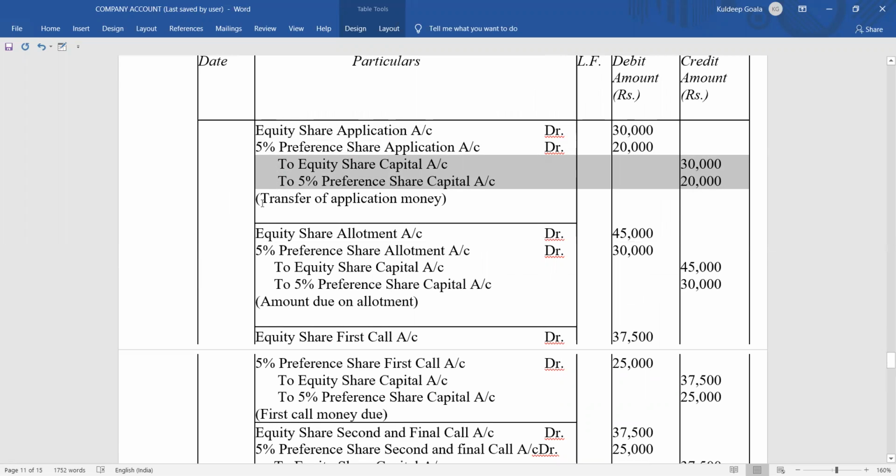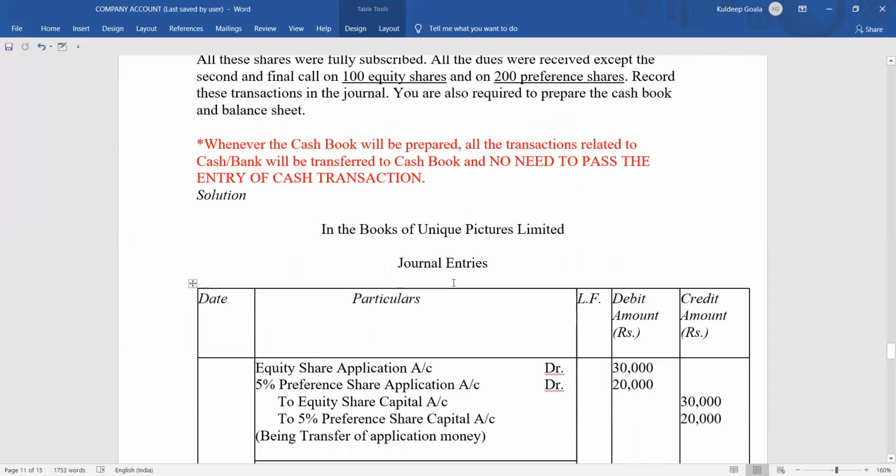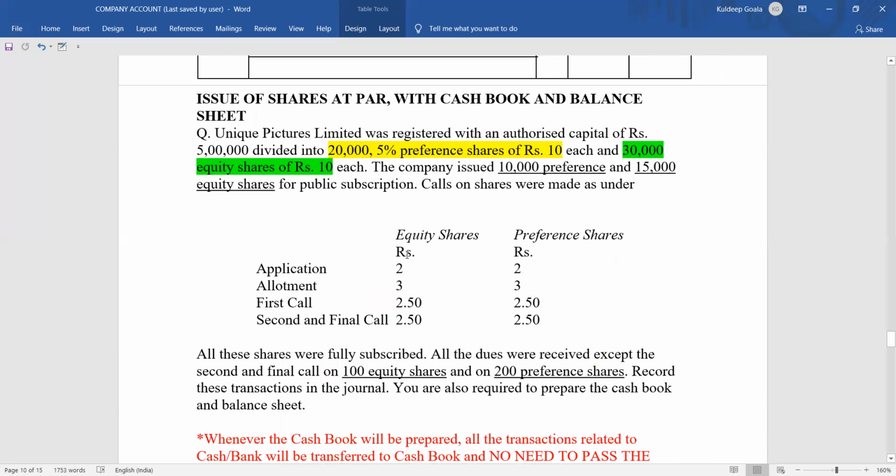What has happened? Being transfer of application money to share capital, both equity share capital as well as 5% preference share capital. Then comes the next entry, that is on allotment. The allotment in case of equity, it is how much rupees? 3 rupees. And in case of preference also, it is 3 rupees. So what will be the due entry?